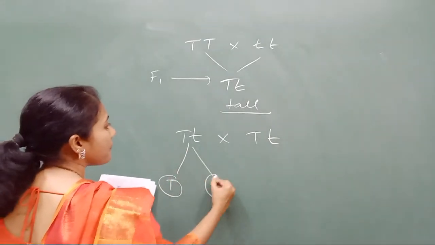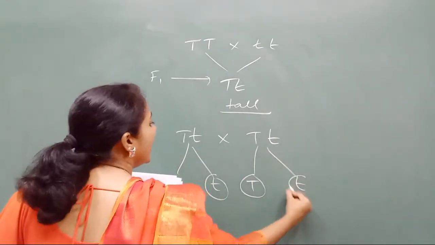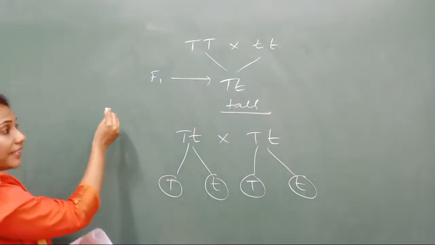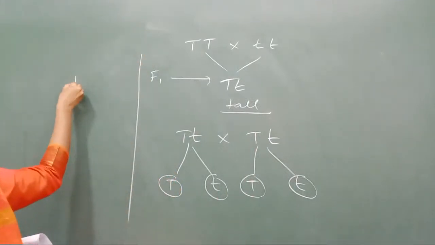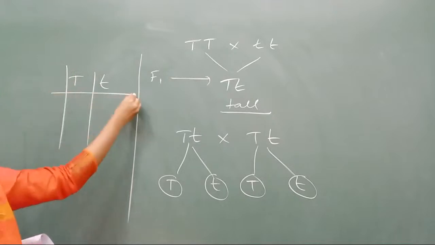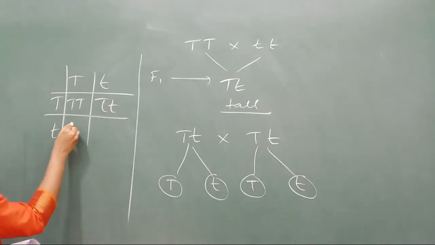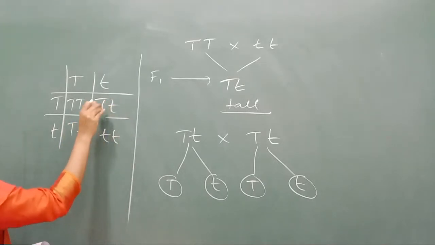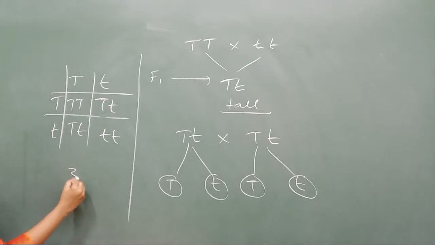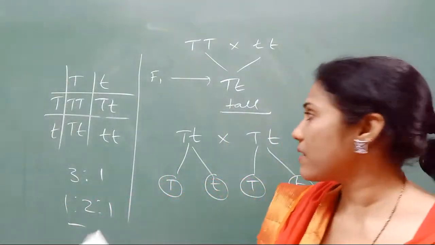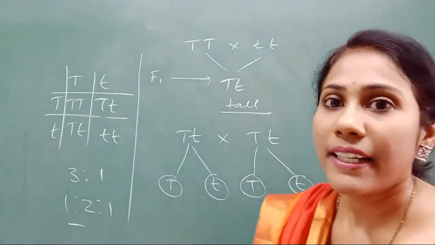T, t, T, t. And they asked you to write the checkerboard, no? So you should definitely write the checkerboard here. So capital T, small t, and capital T, small t. So TT, Tt, Tt, tt. Okay, so what is the phenotypic ratio? 3:1. What is the genotypic ratio? 1:2:1. So this much workout you have to do neatly. That question carries 3 marks. If you do this much, you will completely get 3 marks.